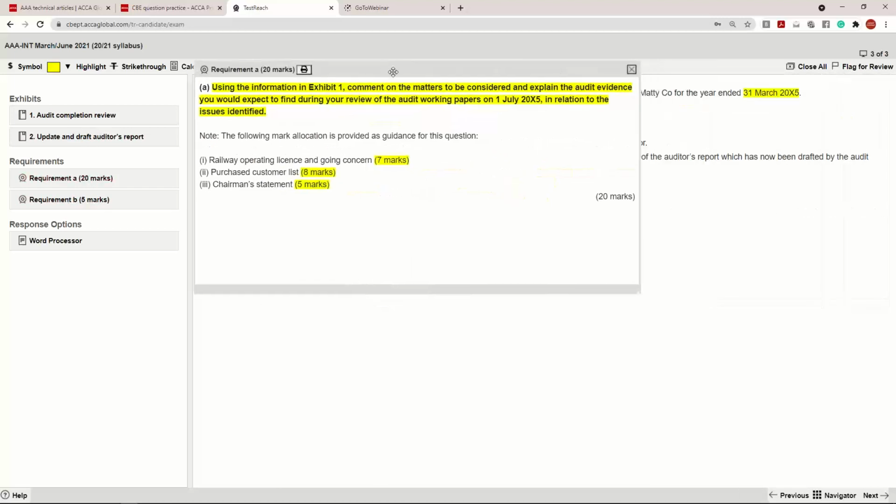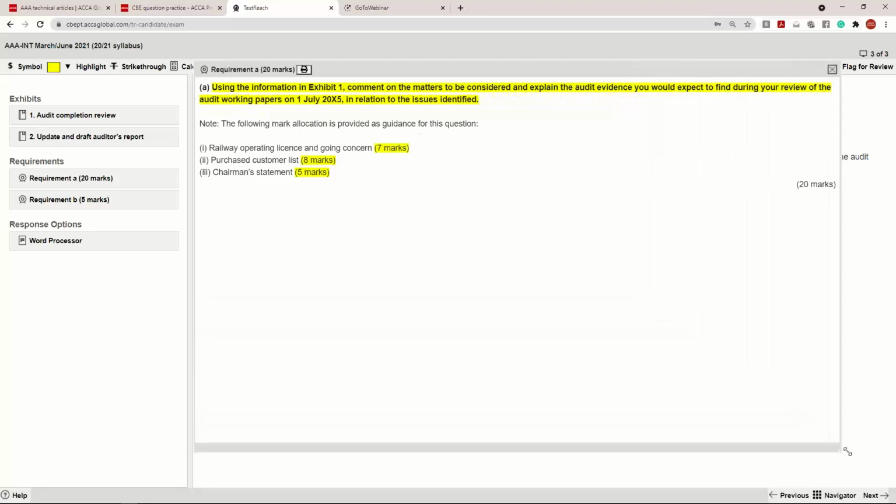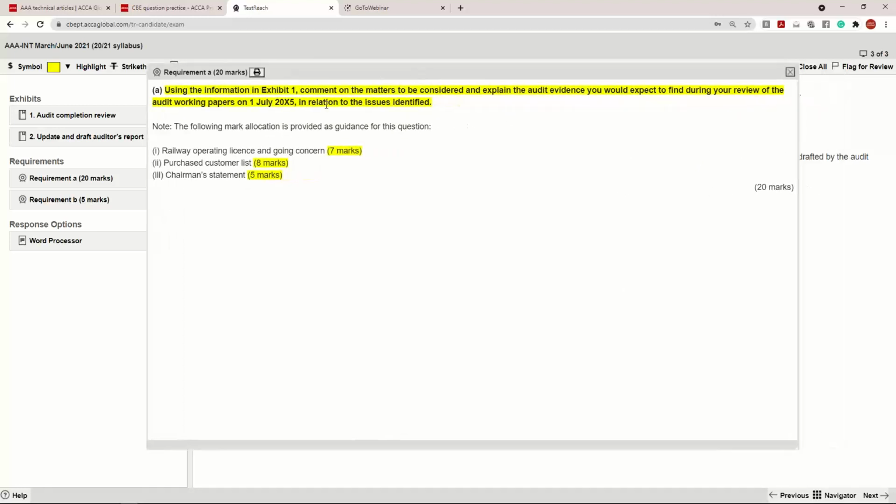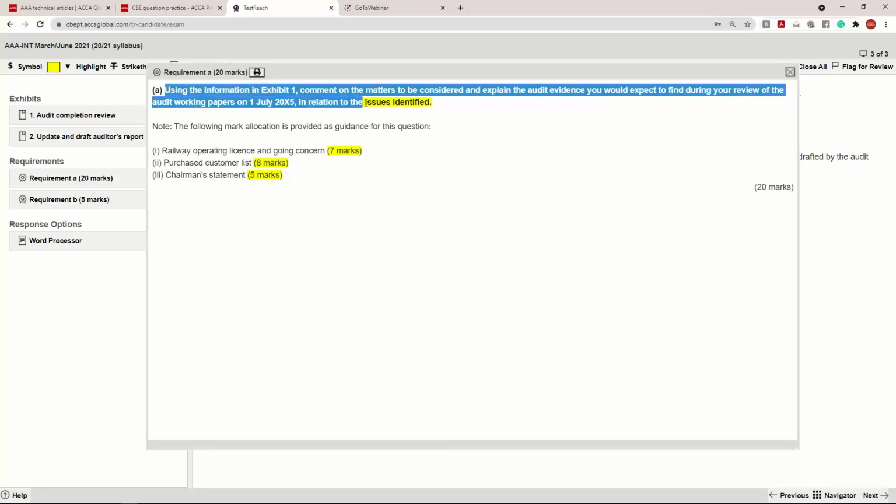So look at the first requirement on your screen. The first requirement is right here. Using the information in exhibit 1. Is the examiner saying that requirement A is for exhibit 1? Is that very sure now? Using the information in exhibit 1, not exhibit 2, right? Comment on the matters to be considered and explain the evidence you should expect to find in the review of the working papers. Now, was I clear on this requirement of a question yesterday on day 2?